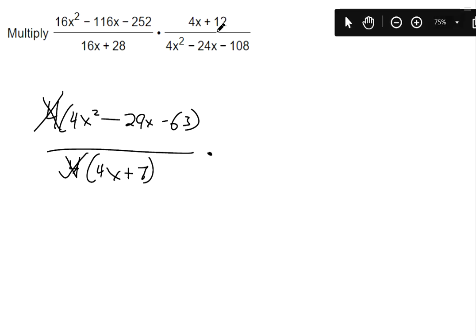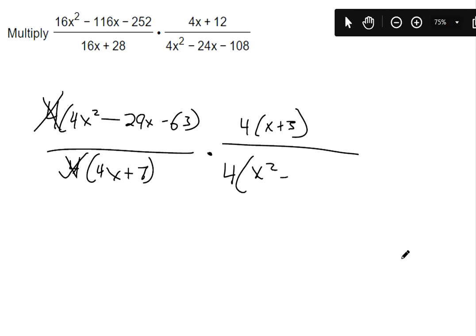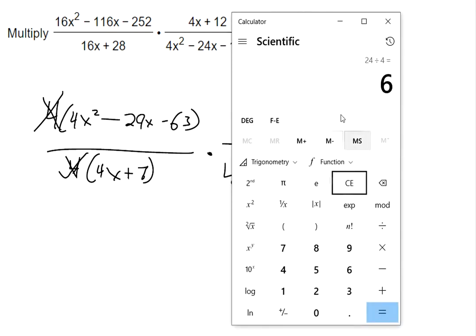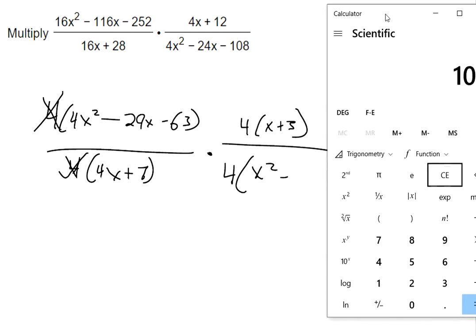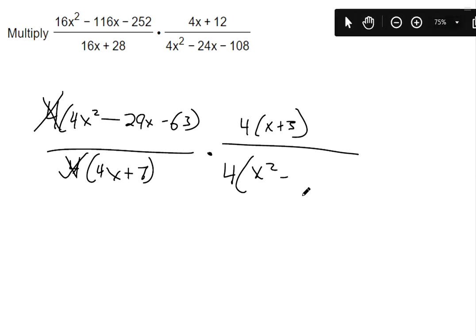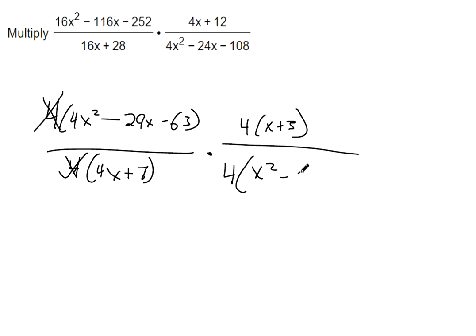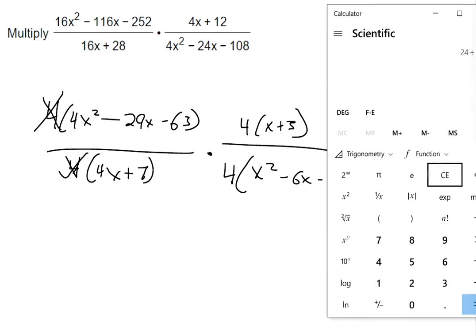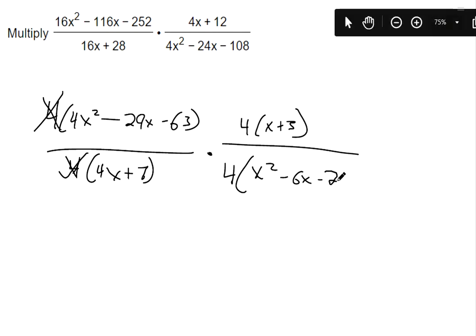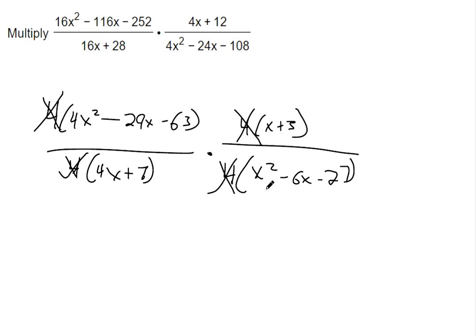Do the same thing over here. 4x plus 12. I'll divide a 4 out of both of those. And then same thing on bottom. I think I can take a 4 out of 108. 4 divided out of everything. 24 divided by 4, that one works. 108 divided by 4, that works. Okay, so, oh, I forgot, what is 24 divided by 4? I should know that off the top of my head. That's 6, okay. So 6x minus, and then 108 divided by 4 is 27. And again, these 4's can cancel out because 4 divided by 4 makes 1. It's getting simpler. Let's try to factor a little bit more.